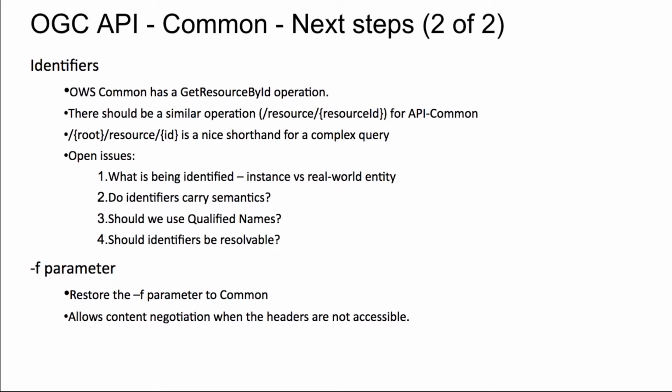Finally, we have the notorious .f parameter. In API features, we're very adamant. Content negotiation is done per W3C using HTTP content negotiation, which means headers. The counter argument is that you don't always have access to the headers. So the f parameter is being proposed to go back in the Common to allow you to do content negotiation through a URL parameter as opposed to through the header.